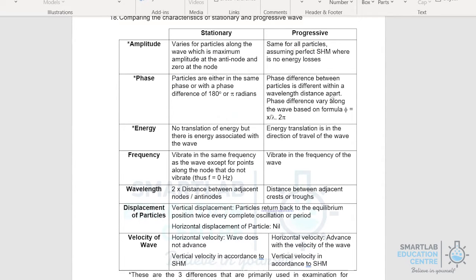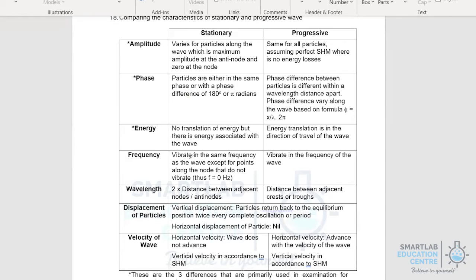While in the case of progressive wave, the phase difference will be calculated based on this formula, depending on where the position of the particle is vis-a-vis that of the wavelength. Energy. In stationary wave, there's no translation of energy associated with the wave, while in the case of progressive wave, the energy translation is in the direction of travel of the wave.